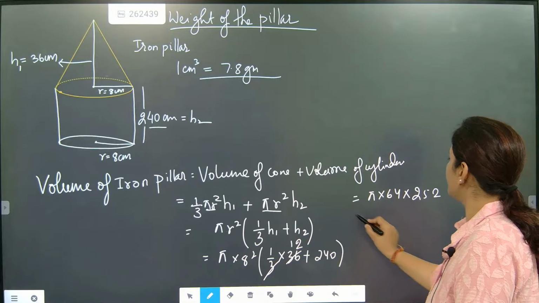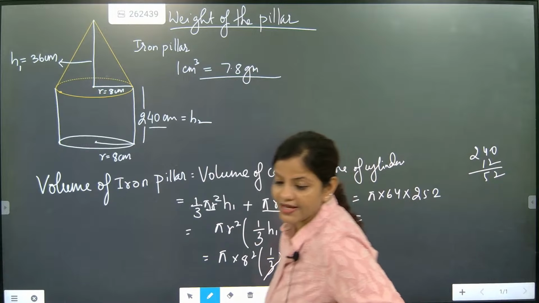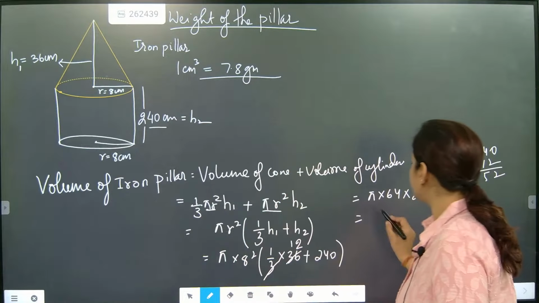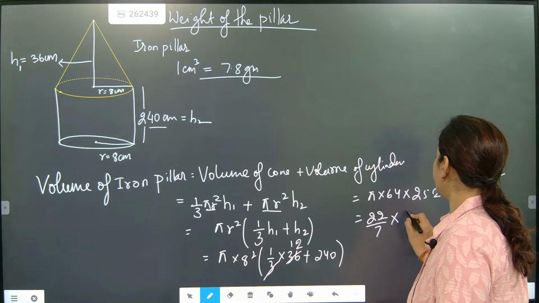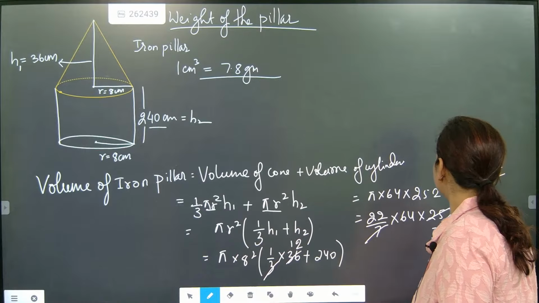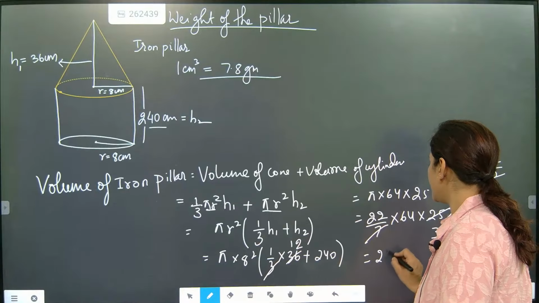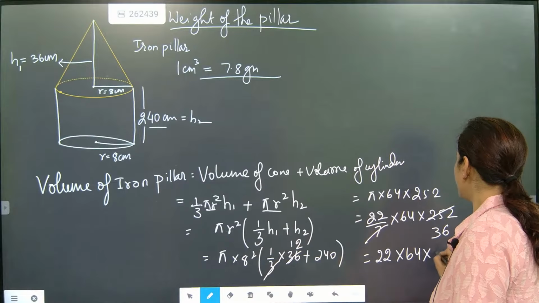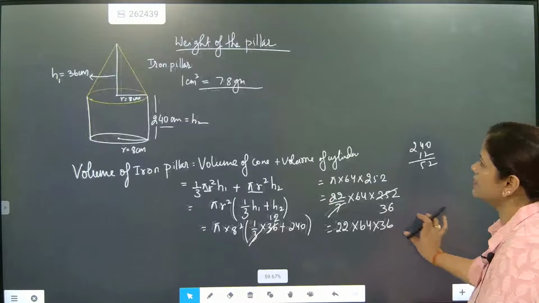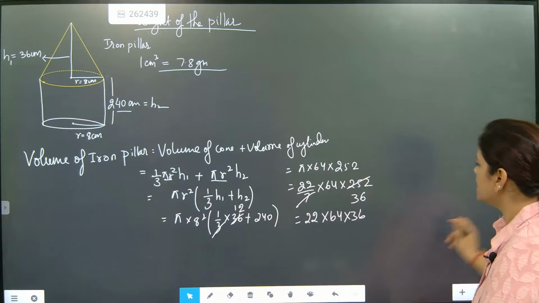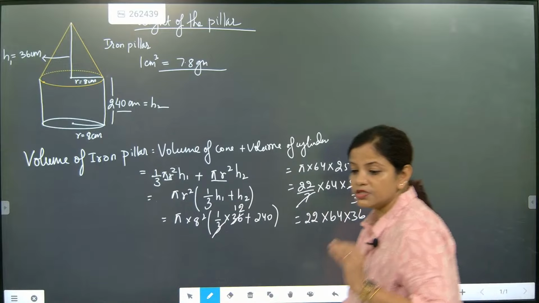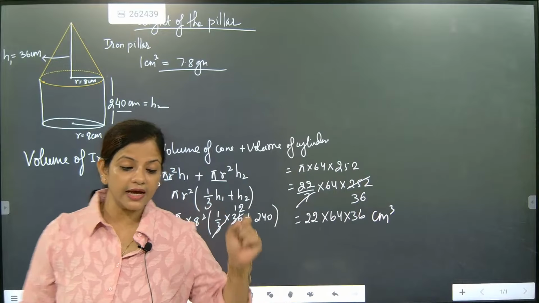So 252 coming. Now is 252 divisible by 7? Check this one out. So we will check this one out. 22 by 7 into 64 into 252. So 7 3s are 21, 7 6s are 42. Done. So 22, 64, 36. Wow, nice. You have given all the calculation work to me. Correct now? So this is coming as centimeter cube. So this part will become the volume of the entire iron pillar.